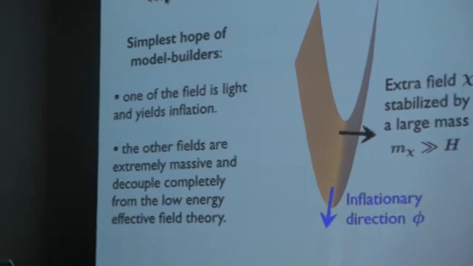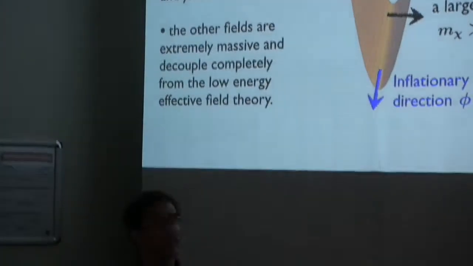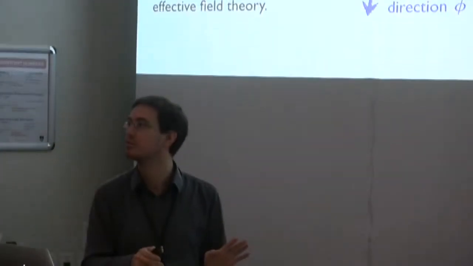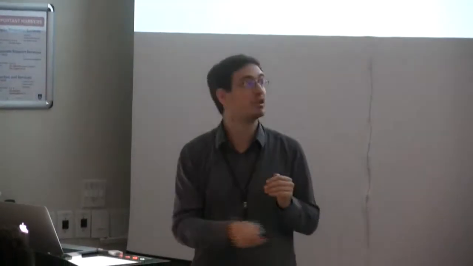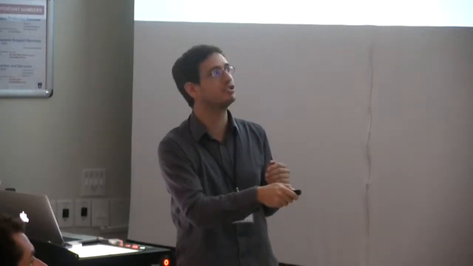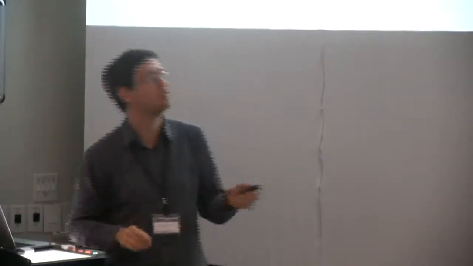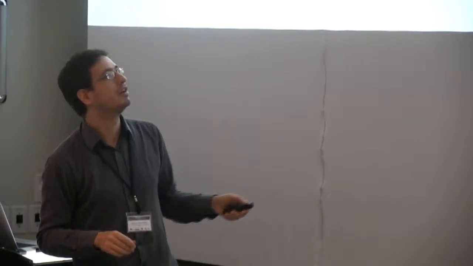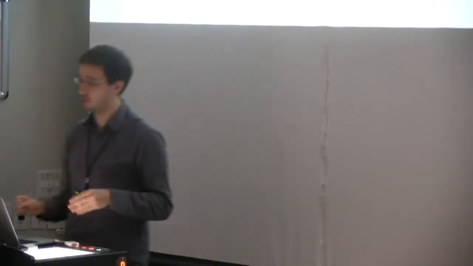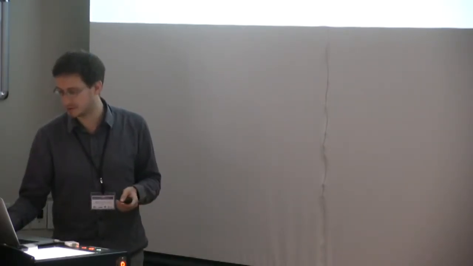And there are a bunch of other scalars, and the simple idea is, let's stabilize them by giving them a large mass. Large is a mass greater than the relevant scale of inflation, which is H. And so the idea is that all these scalar fields, here I just put one extra, chi, would be massive, they would decouple from the low energy effects of inflation, that's it.